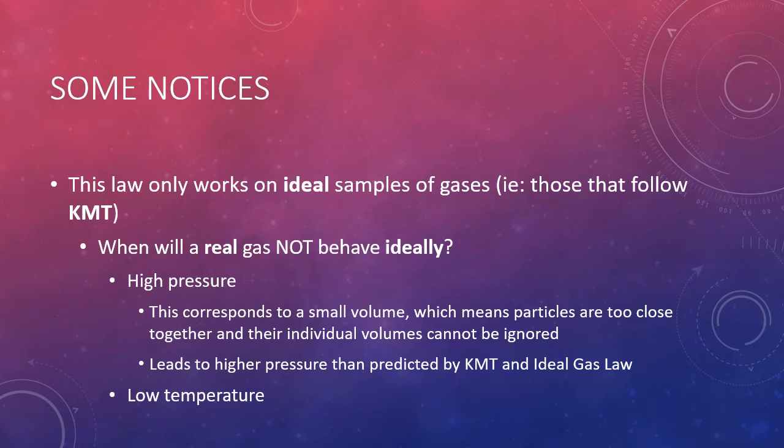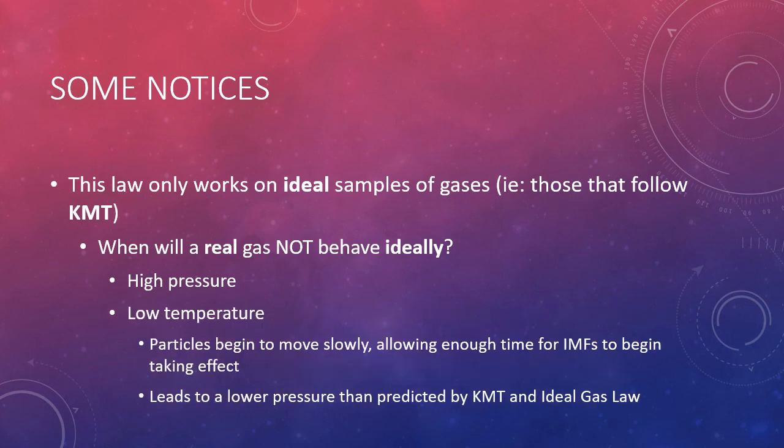However, real gases do not always behave ideally. Sometimes a real gas will not behave ideally under the opposite conditions we previously described. High pressure and low temperature for a gas can cause it to behave in a non-ideal way. At high pressure, there usually corresponds to a small volume, which means particles are usually way too close together. This means individual volumes cannot be ignored. This also means that the particles might be able to have intermolecular forces take hold. Because the volumes are now too large to be ignored, this means that the recorded pressure is usually much higher than that predicted by kinetic molecular theory.